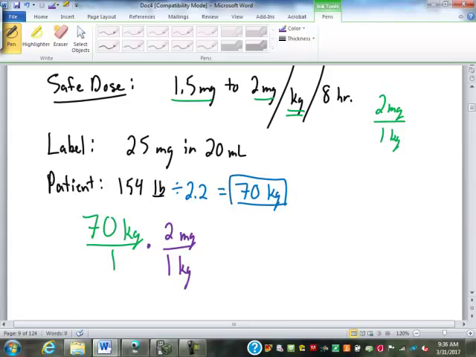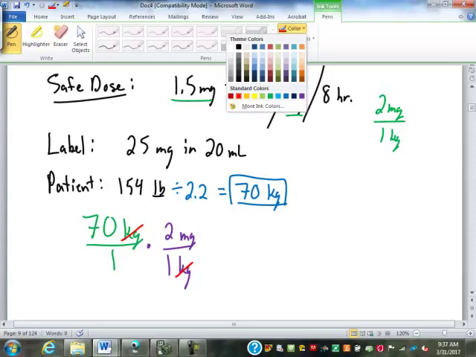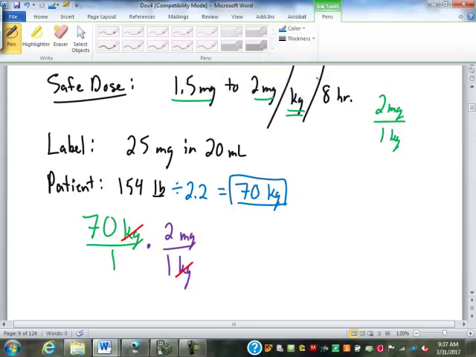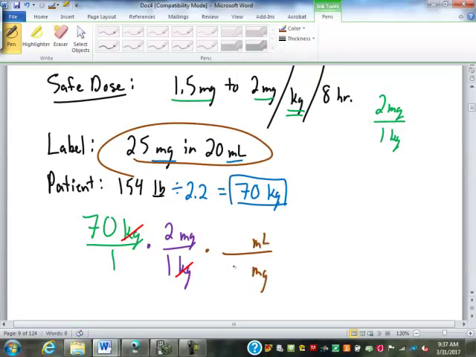So at 2 milligrams per kilogram to do my conversion, the kilograms will cancel out. So we're now at 70 times 2 milligrams on top. So milligrams is our unit at this point. Now we do have milligrams to milliliters up here. So I'm going to put milligrams on bottom so they cancel out to milliliters. 25 milligrams and 20 milliliters. So the milligrams cancel out. So we're now going to get our answer here in milliliters that we would administer to the patient.